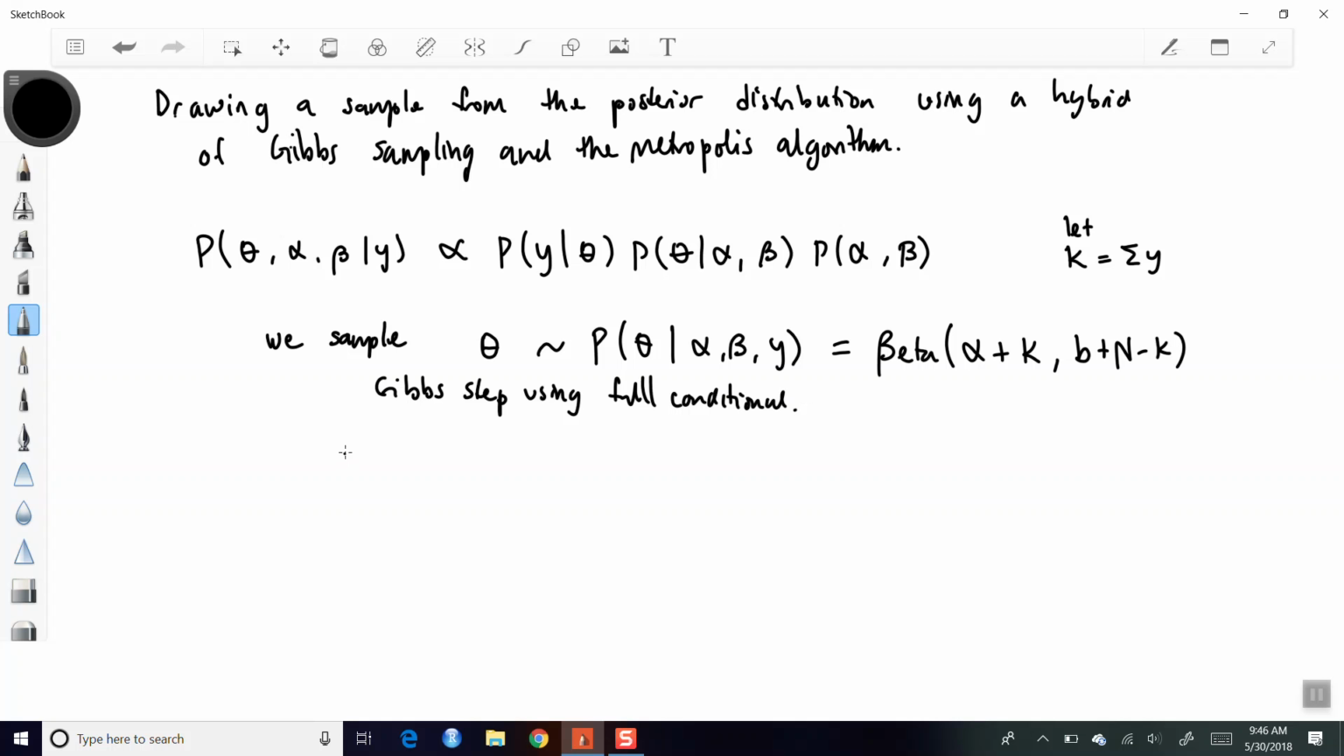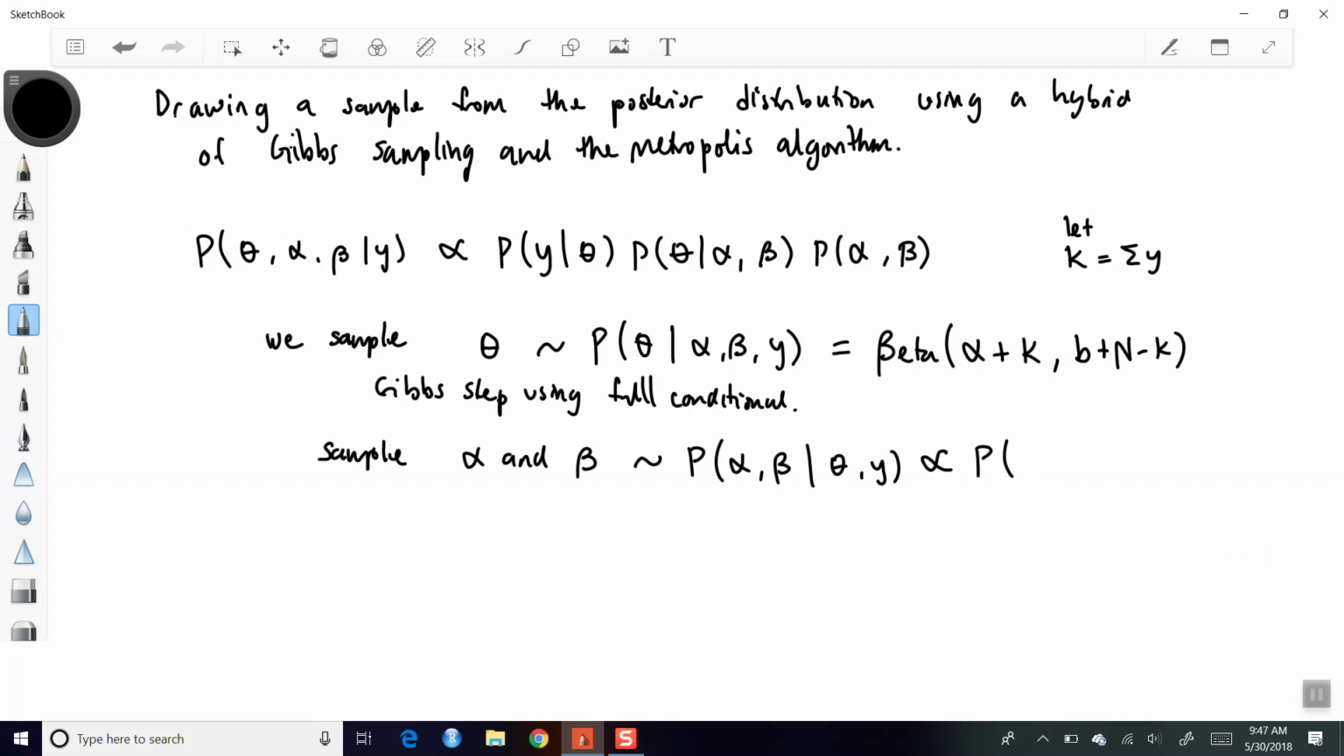And then we would need to sample alpha and beta from alpha and beta given theta and y. Okay. And this part, we can say, well, this should be proportional to the probability of, what is it? Well, it's going to be proportional to alpha, beta, theta, and y.